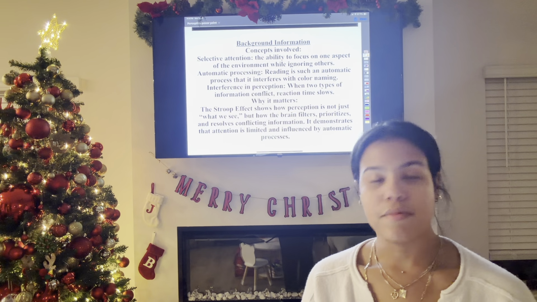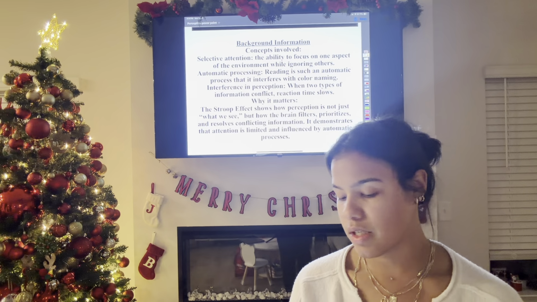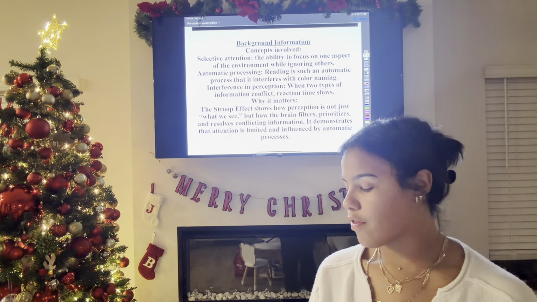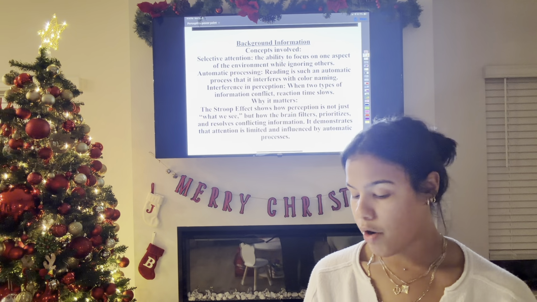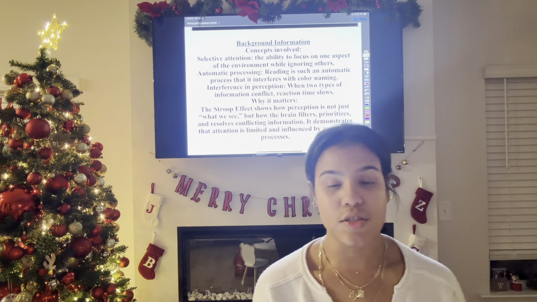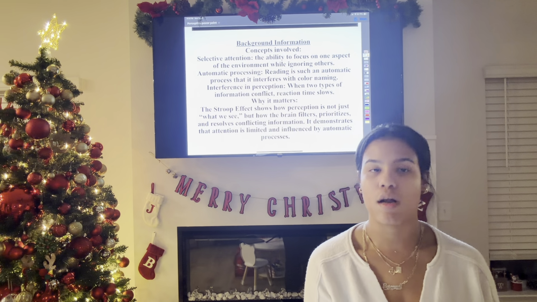Why does it matter? The Stroop Effect shows how perception is not just what we see, but how the brain filters, prioritizes, and resolves conflicting information. It demonstrates that attention is limited and influenced by automatic processes.